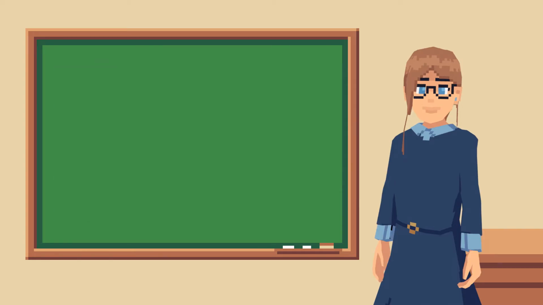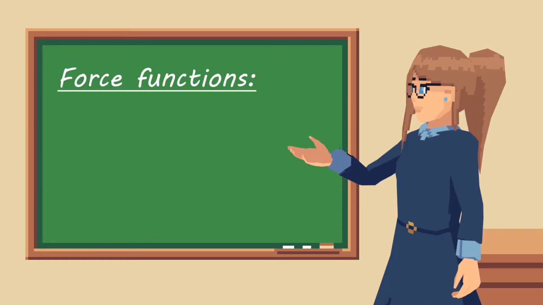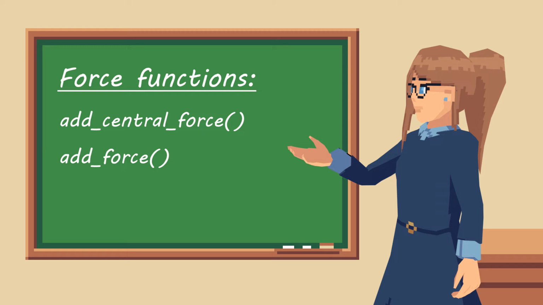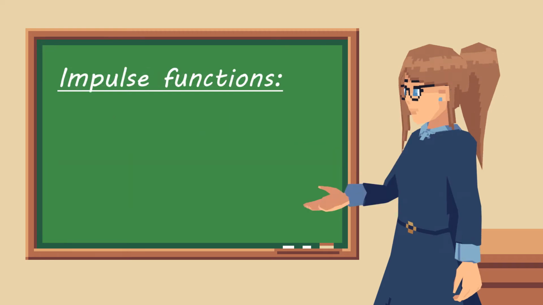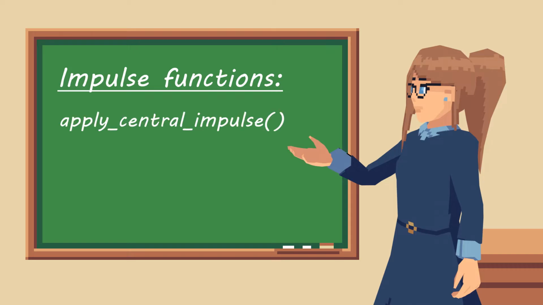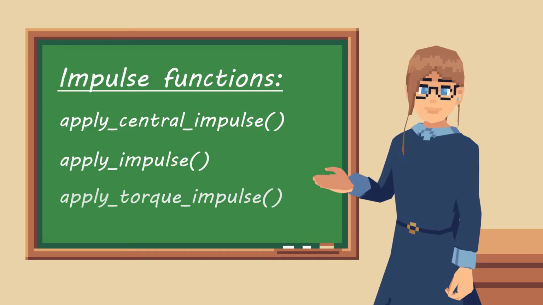But in this video, I want to talk about the 6 functions a rigid body gives us to manipulate its forces. For continuous forces, we have the force functions, which are add central force, add force, and add torque. And for applying impulses, we have apply central impulse, apply impulse, and apply torque impulse. Let's start with apply central impulse.